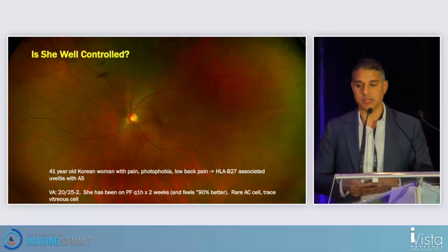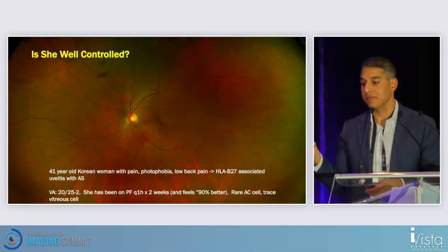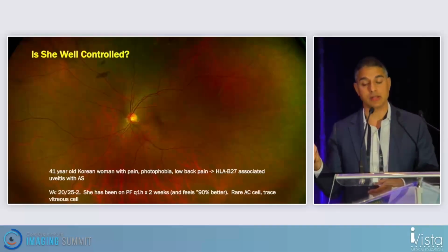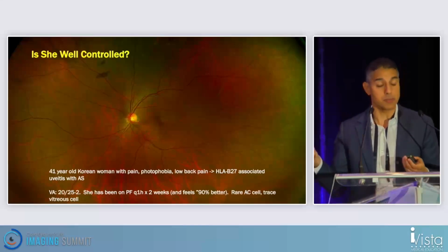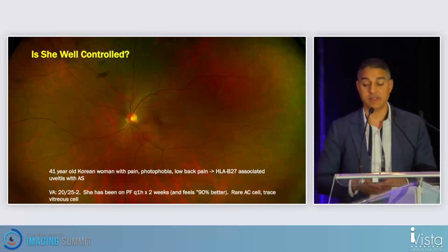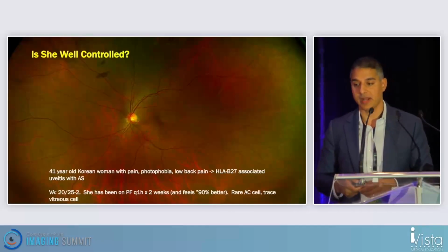So I'll leave you guys with this last case. Is this patient well controlled? She's 41 years old. She's got pain, photophobia, low back pain. She has a known history of B27-associated uveitis and ankylosing spondylitis. And she comes in for a second opinion. She's been on prednisolone every hour for 2 weeks, so really well treated. She says she's feeling 90% better, and she has trace vitreous cell on my examination when I see her.